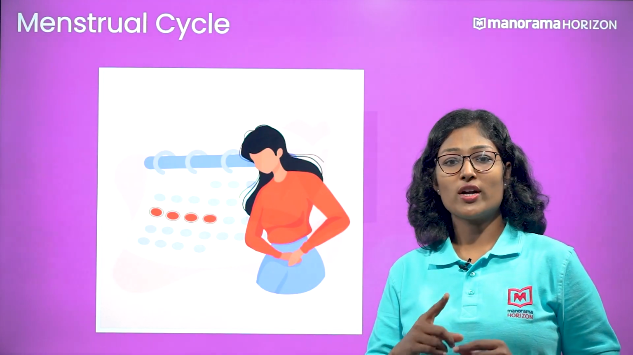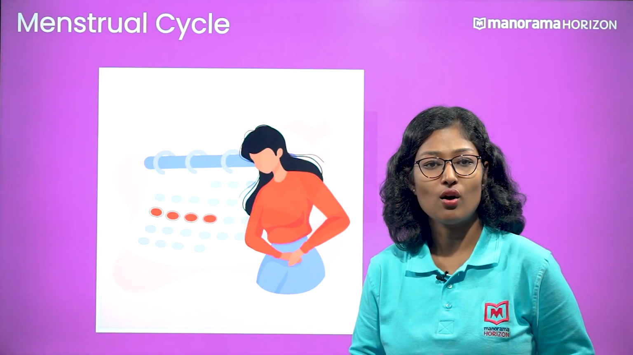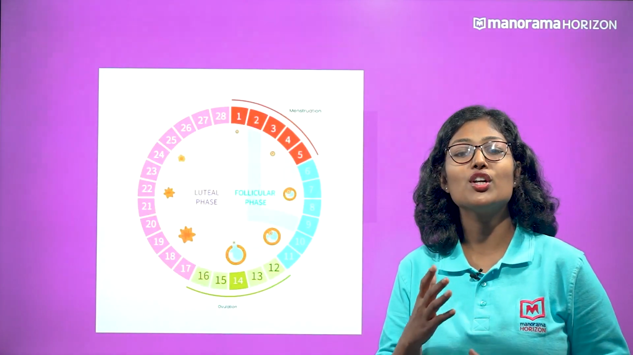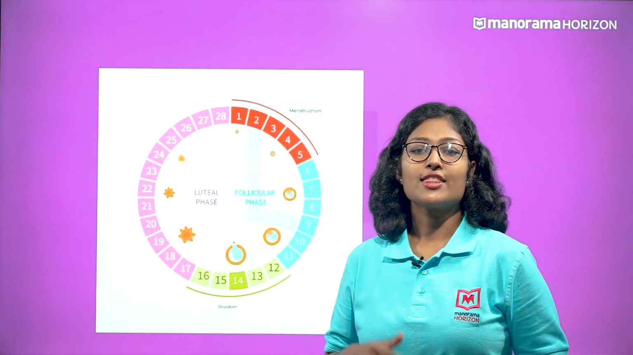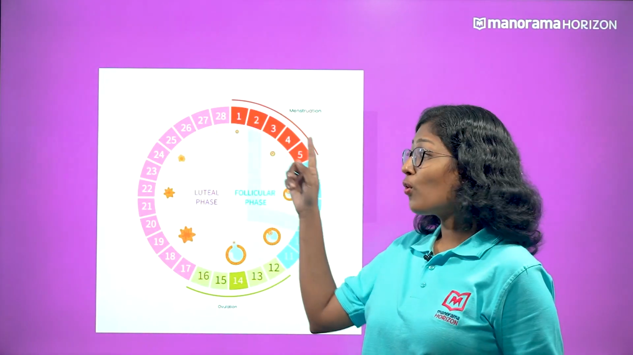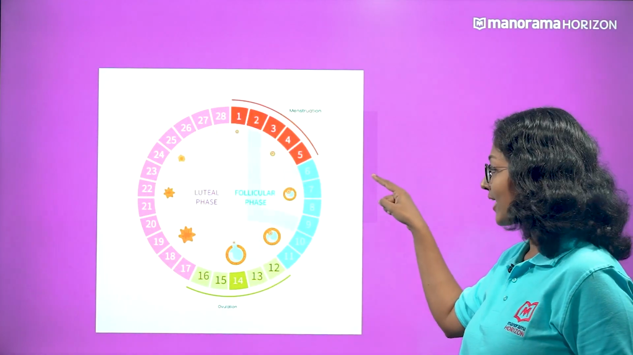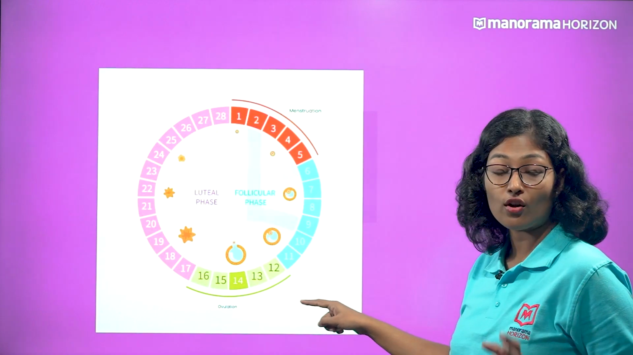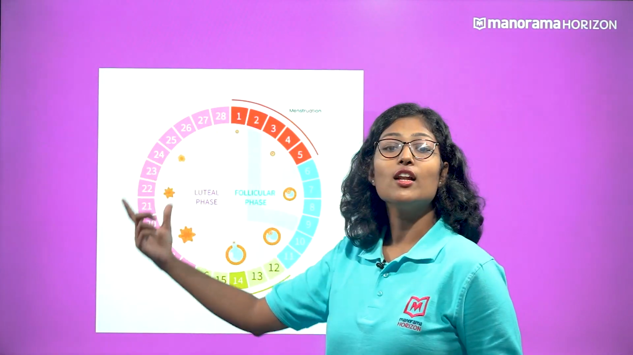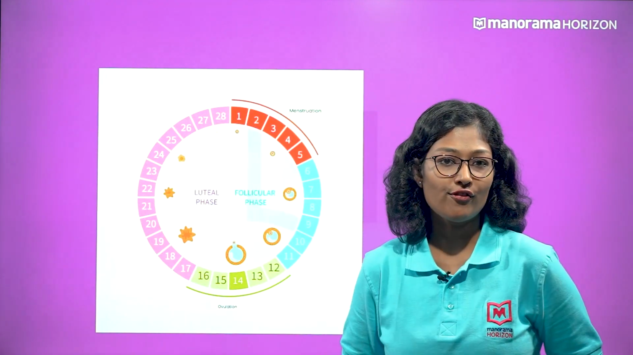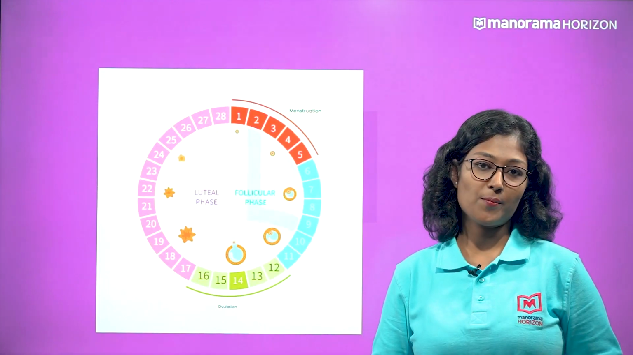You might ask one question here. What happens during the menstrual cycle, or what are the events that occur during this cycle? Let us discuss. The menstrual cycle includes 4 distinct phases. They are: first is the menstrual phase, second is the proliferative phase or the follicular phase, third is ovulation, and fourth is the luteal phase or the secretory phase. So let us discuss each of these phases one by one.